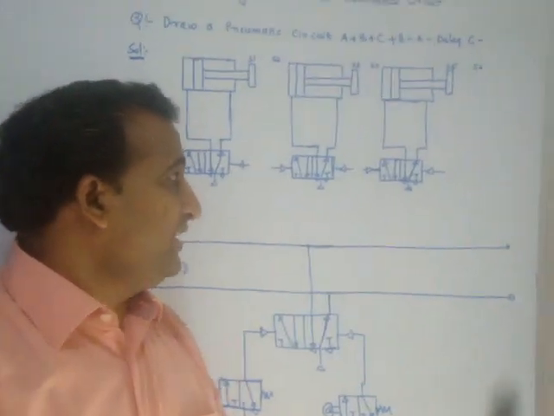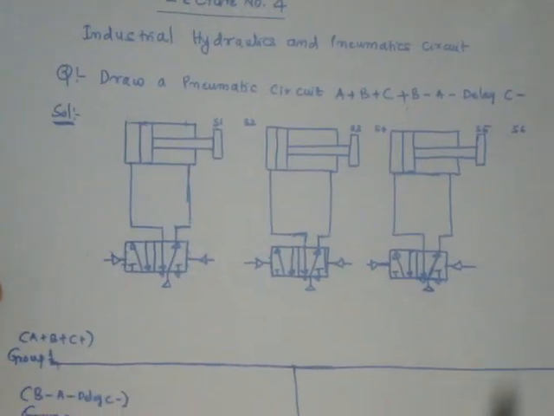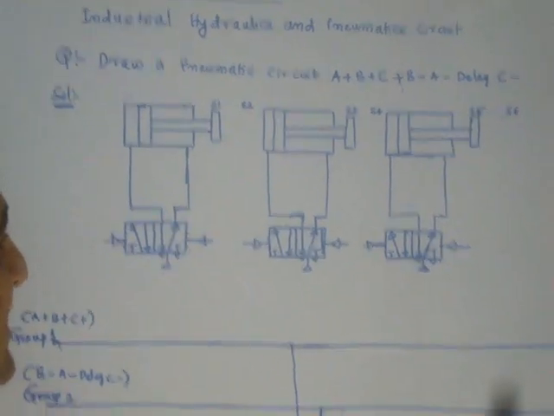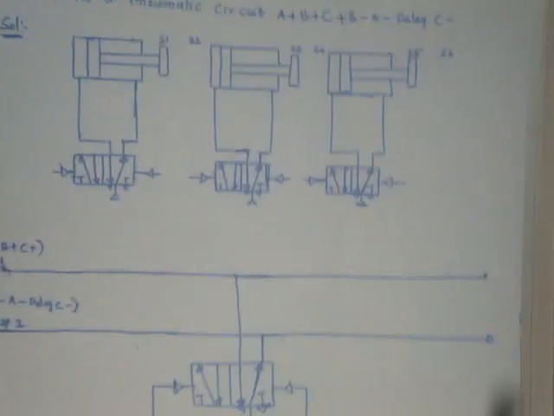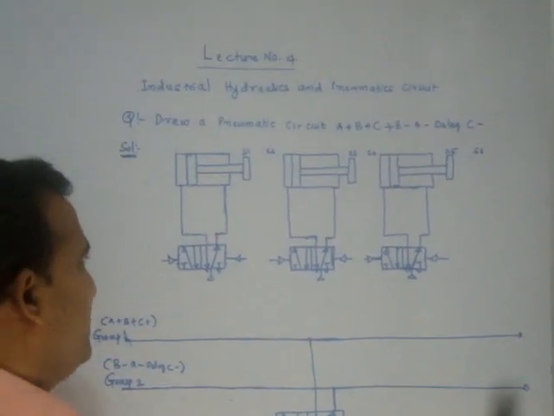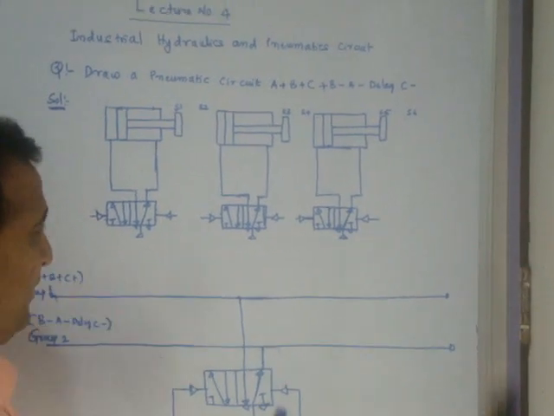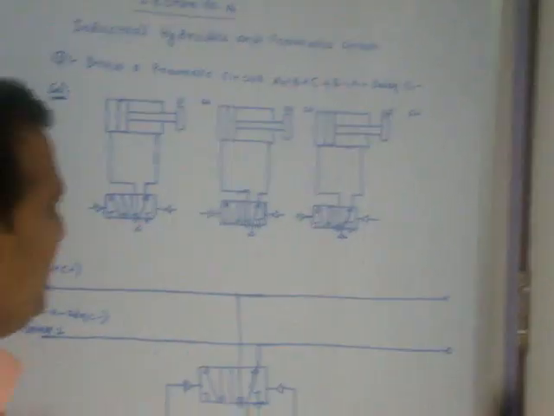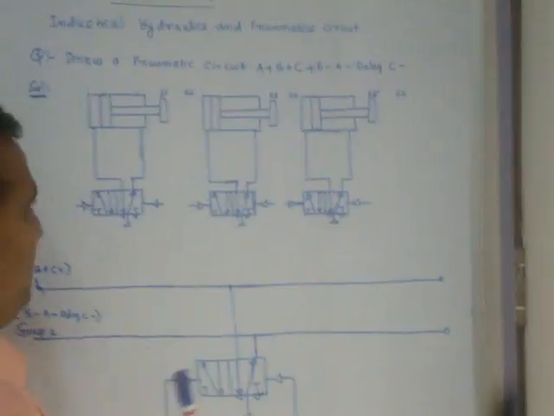So, see the question: draw a pneumatic circuit for A plus, B plus, C plus, B minus, A minus, delay, C minus. Sometimes it may be hydraulic instead of pneumatic. In hydraulics the only difference is that the valves become 4 by 2, 4 by 2, 4 by 2, 4 by 2, 3 by 2 and 3 by 2. If it is pneumatic, then 5 by 2, 5 by 2, 5 by 2, 5 by 2, 3 by 2, 3 by 2.